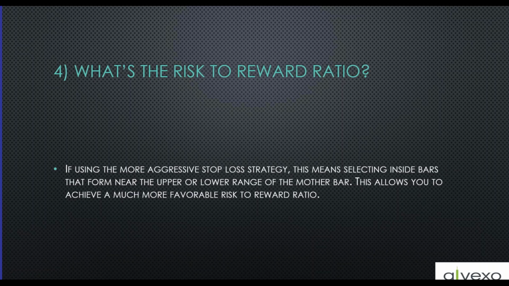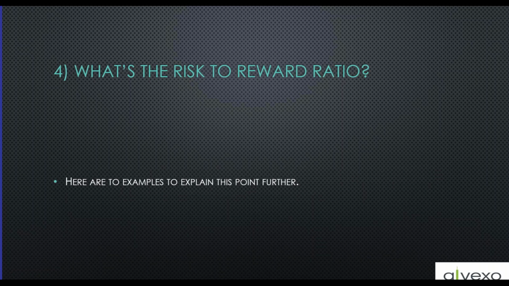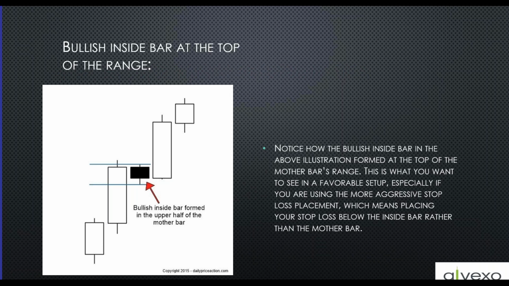If using the more aggressive stop loss strategy, this means selecting inside bars that form near the top or the lower range of the mother bar. This allows you to achieve a much more favorable risk-reward ratio. But you would use the low of the mother bar or the high of the mother bar to set your range. Notice how the bullish inside bar in the illustration here shows the mother bar's range. This is what you want to see in a favorable setup, especially if you're using a more aggressive stop loss, which means placing your stop loss below the inside bar rather than the mother bar.